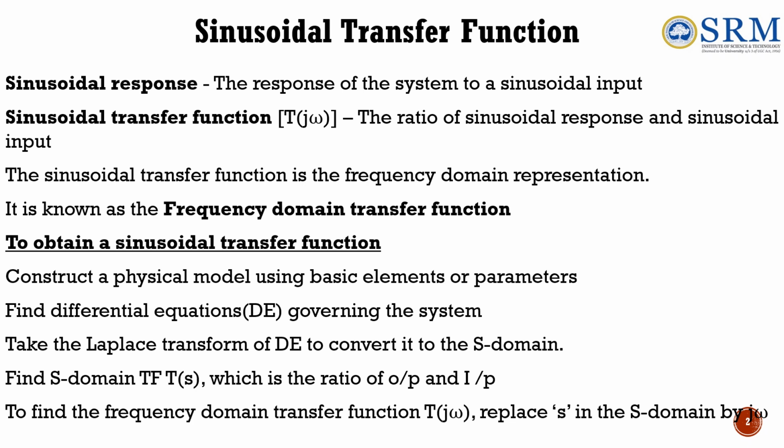Next we are going to see the steps to derive T of j omega, that is the sinusoidal transfer function. First step is to develop a physical model using the system's basic elements or parameters. Write the governing differential equation for the system. Apply the Laplace transform to the differential equation to convert it into the S-domain. Derive the S-domain transfer function as the ratio of output to input. Next, replace S with j omega to obtain the frequency domain transfer function T of j omega. In this way, we can obtain the sinusoidal transfer function for a system.